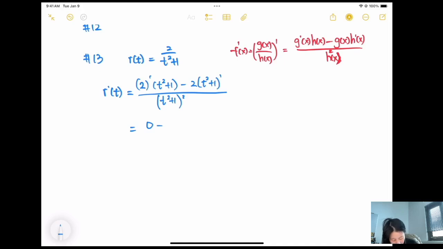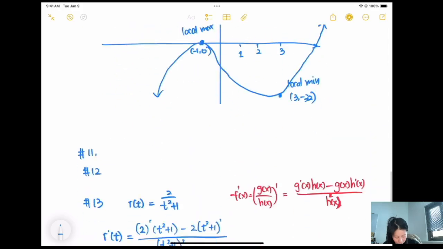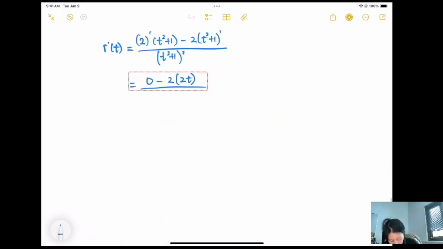And then minus the derivative of the second one, which is 2 times 2t over, we don't even need to simplify it. We can just keep it that way. So this is equal to negative 4t over t squared plus 1 squared.